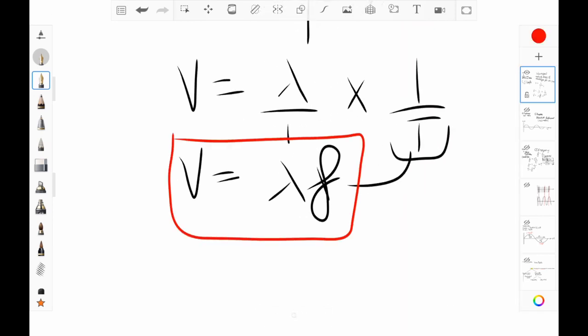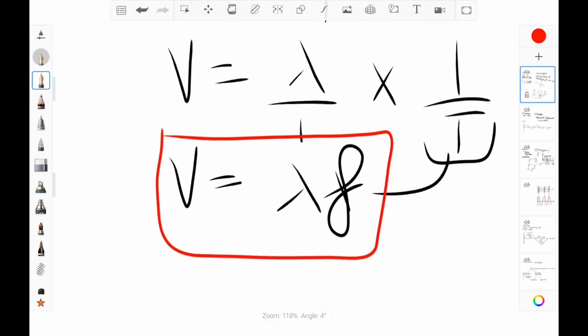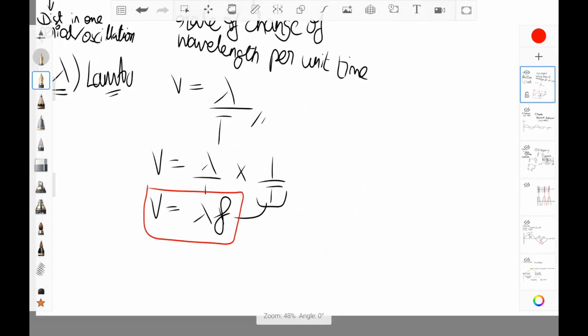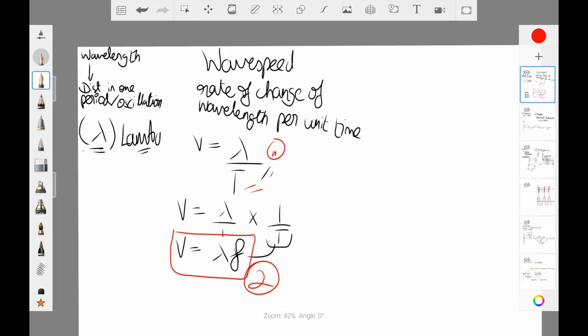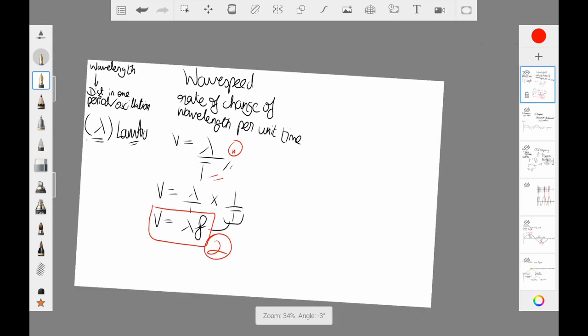In fact, I would argue that this is the only formula for wave speed that you need to worry about. This one is just a good way of figuring out how the second one is derived, but you'll never see questions involving this first formula. Rather, this second formula is very, very crucial, especially in paper 2, which is your MCQs. And that's about it for wave speed.